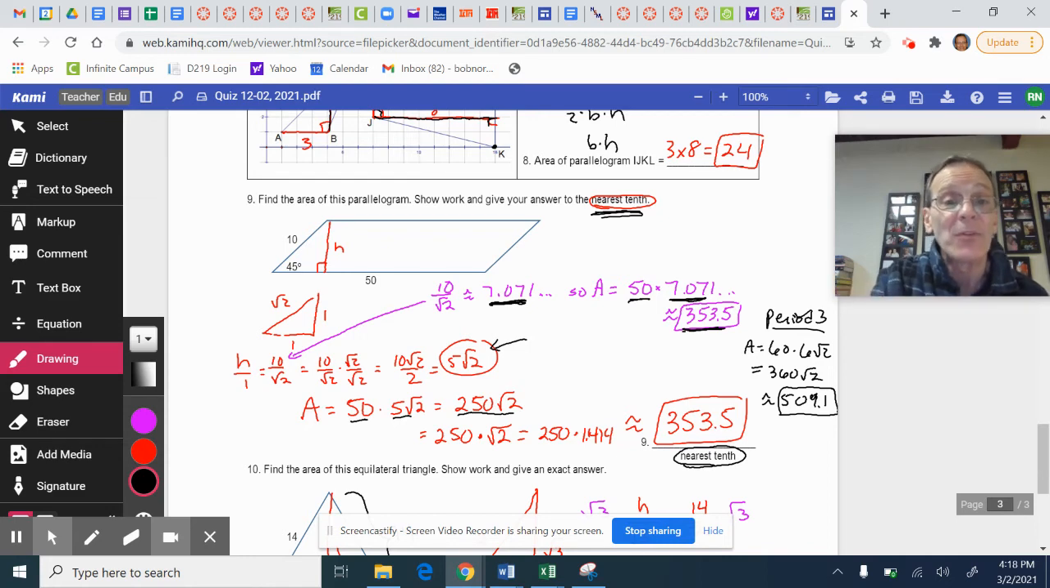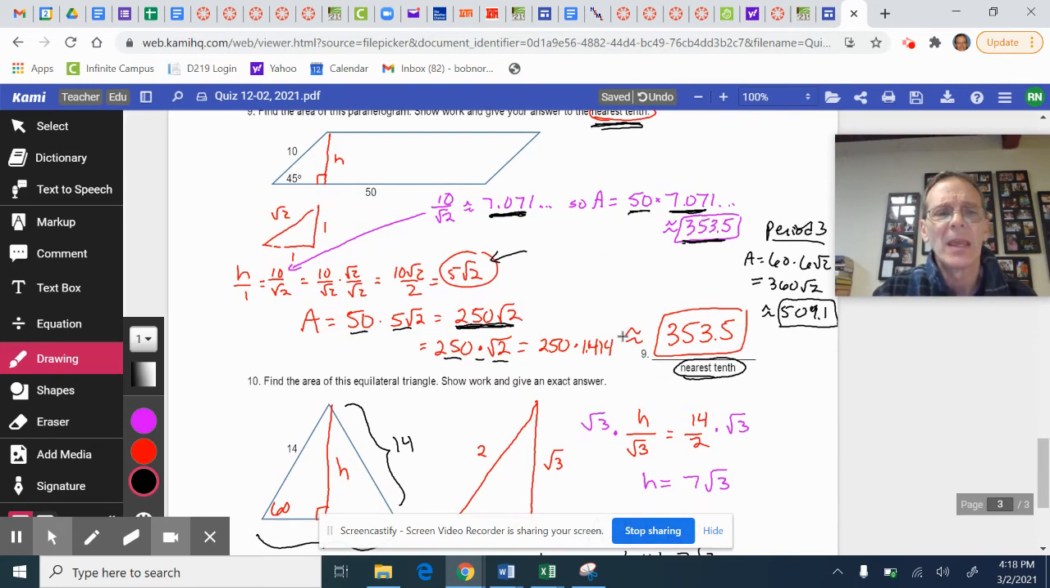I think some of you maybe did not realize that this number, 250 radical 2, means 250 times the square root of 2. And so you can just pick up your calculator and punch in 250 times the square root of 2, and it'll give you that decimal result. Okay. I hope that doesn't trip anybody up next time, because that's really a pretty easy thing to be able to do.